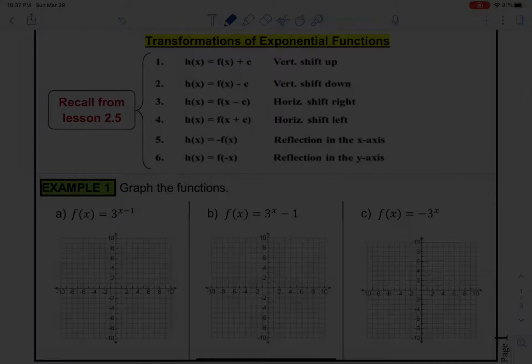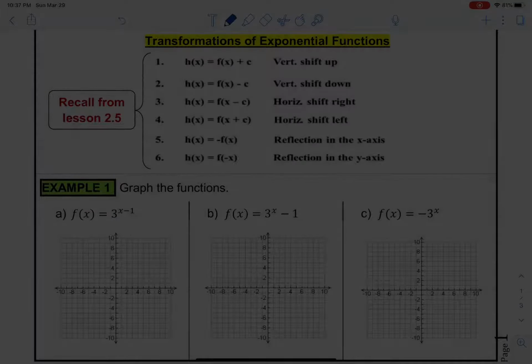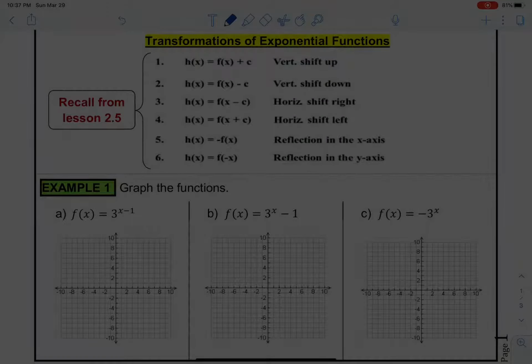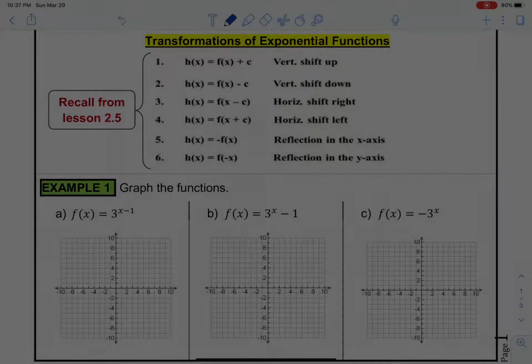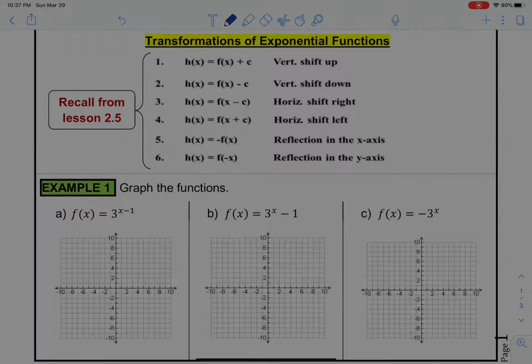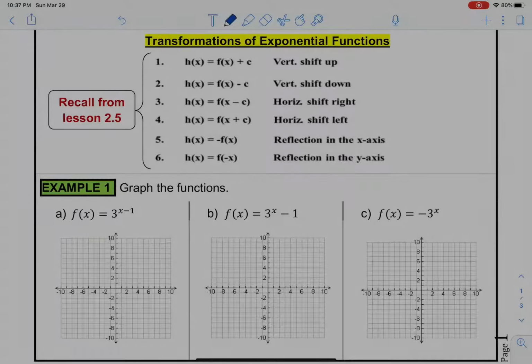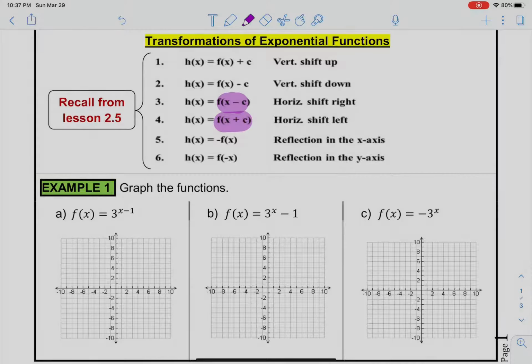So to graph these functions, we have to know a few basic things. If we add c to a function, it is a vertical shift up. Subtract c, it is a shift down. Subtract c from x, we shift right. Add c to x, we shift left. The subtracting and adding happens to the x values. If we multiply by a negative, it's a reflection about the x-axis, and if we multiply x by a negative, it would be a reflection along the y-axis.